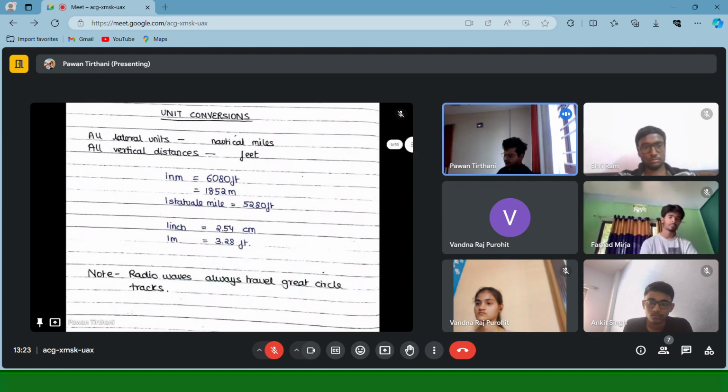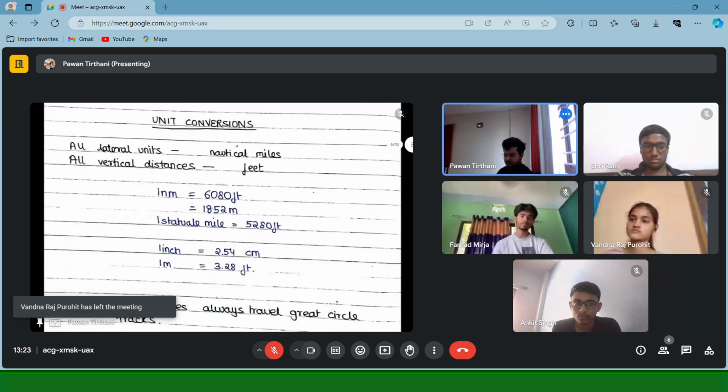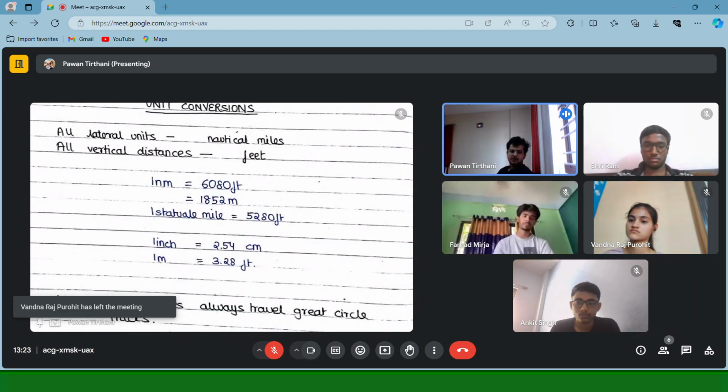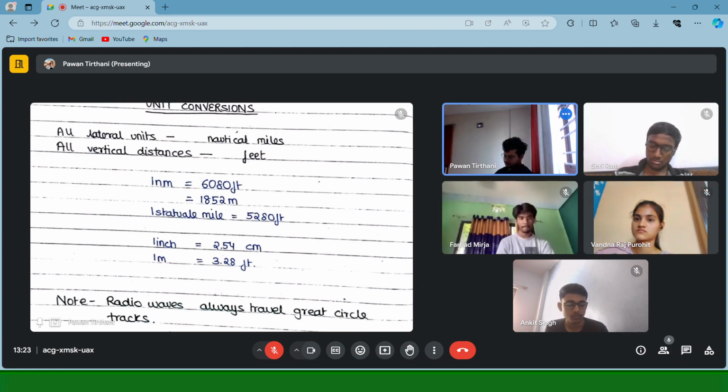Now, unit conversion. Just have a look at this once, and just make a note of these unit conversions please. These will come in handy. Just make a quick note of it. Raise your hands once you have made a note of it.